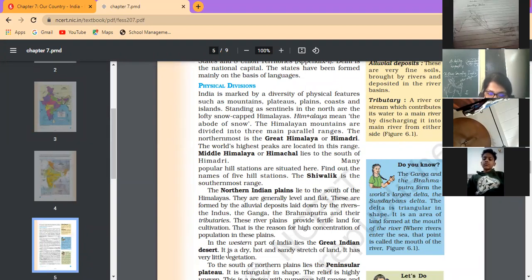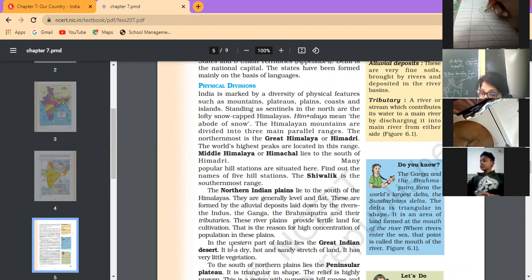Now come next to the west of India. So what lies in the west of India? In the west part of India, the Great Indian Desert lies. Which desert? Thar Desert. It is a dry, hot and sandy stretch of land. Desert means where there is no vegetation and scanty rainfall, so very little vegetation over here.